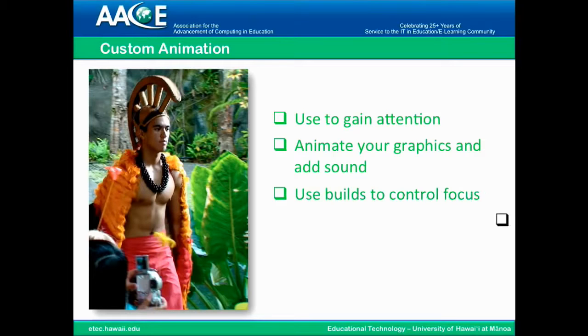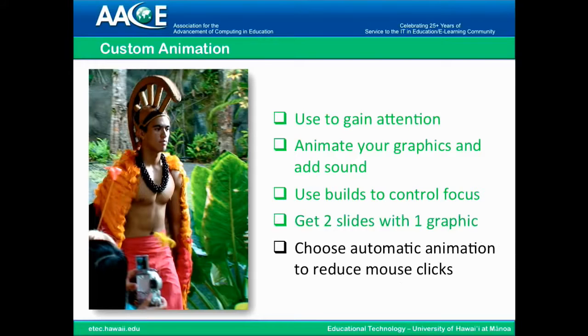You can get 2 slides with one graphic by duplicating the slide and using different bullet points on the second slide. You might also want to choose automatic animation to reduce the number of unnecessary mouse clicks.